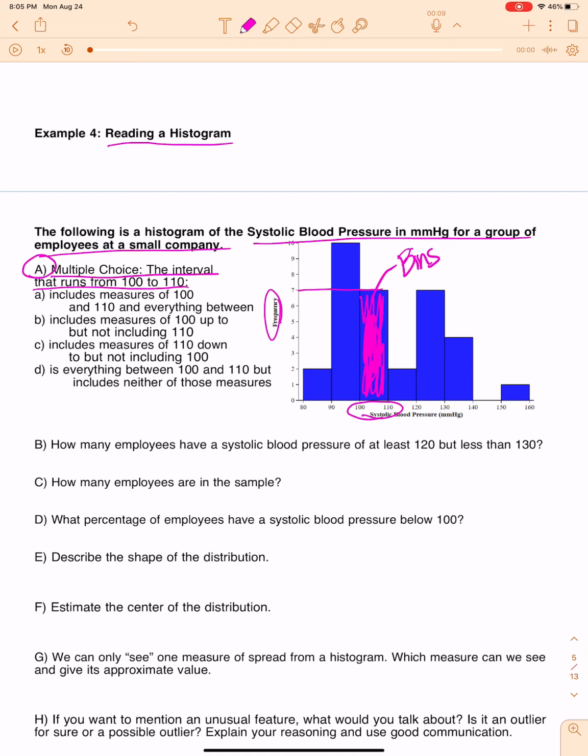So go back to our choices here. Let's pick which one is correct. A includes measures of 100 and 110 and everything in between. In other words, is this bin containing people who have blood pressure of 100, everything in between, and 110? Well, I'm going to go ahead and tell you that is not the correct answer. B includes measures of 100 up to but not including 110.